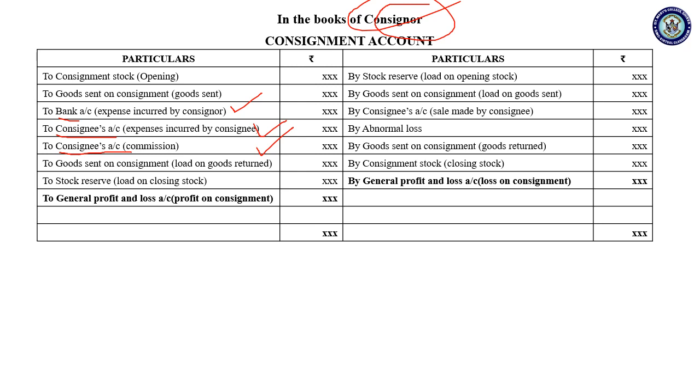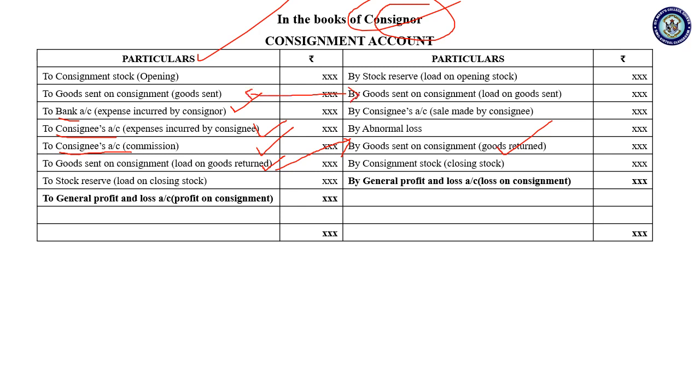Okay. So you have sent goods. If the goods have been returned, then sent goods are on the debit side; if you return them, then it is the credit side. If you return any goods, then it is credited to goods sent on consignment. Now, if there is any loading price, then debit side, to goods sent on consignment. So this is the loading price on the goods sent.